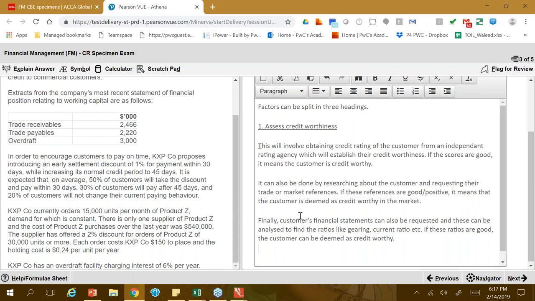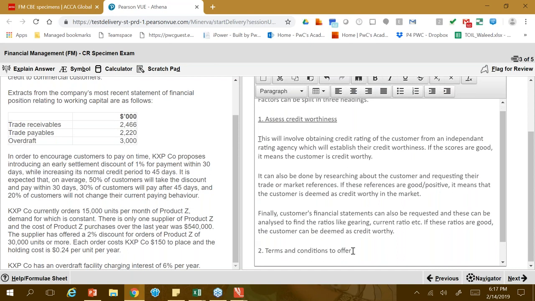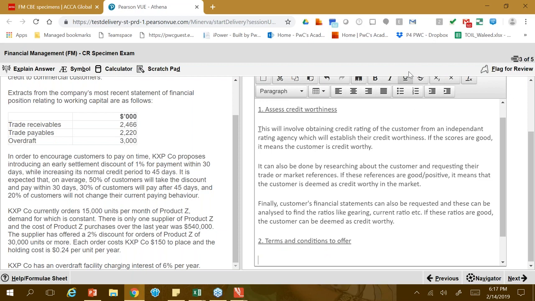Second heading is terms and conditions. Terms and conditions to offer. Now, can you tell me here what would be the terms and conditions that you will look to offer to customers? Or what are the things that you will think within the terms and conditions heading? So I need a few points here of what we will consider within the terms and conditions heading.